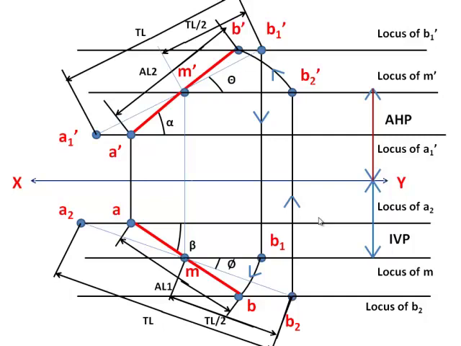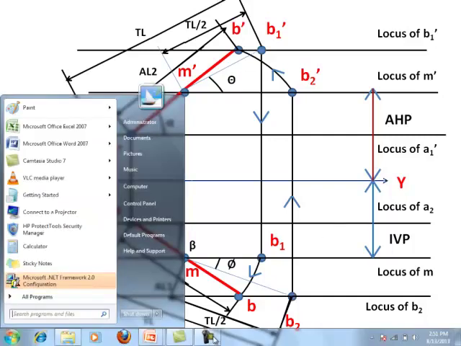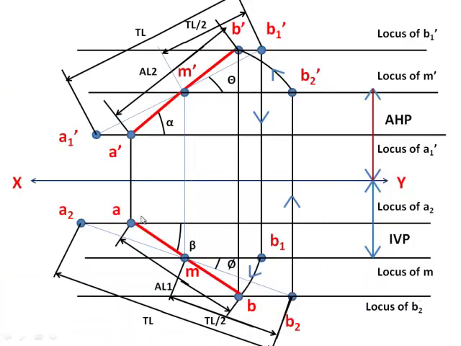Are you getting it? Copy down. So the inclination A dash B dash is alpha. The inclination A1 dash B1 dash is theta. And the inclination AB with respect to the horizontal line is beta. See the screen? And the inclination A to B2 with respect to horizontal is phi. I marked everything clearly. Once you go through, then it will be easy. Okay.